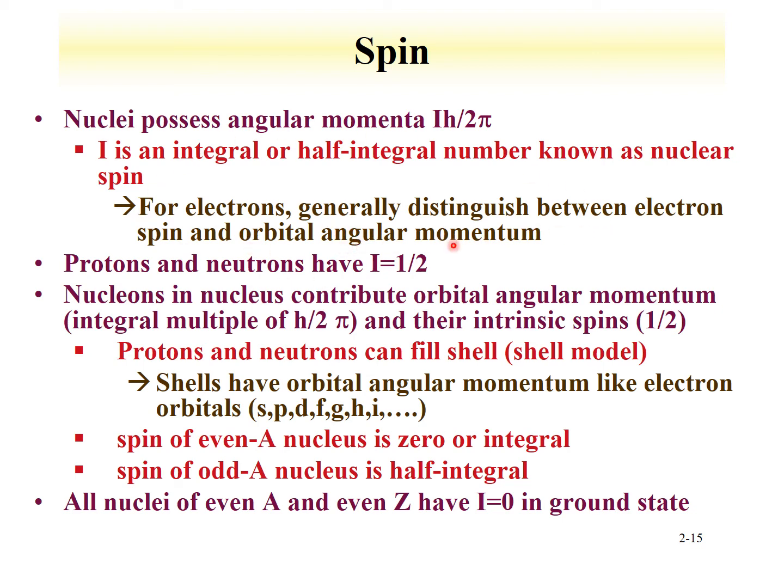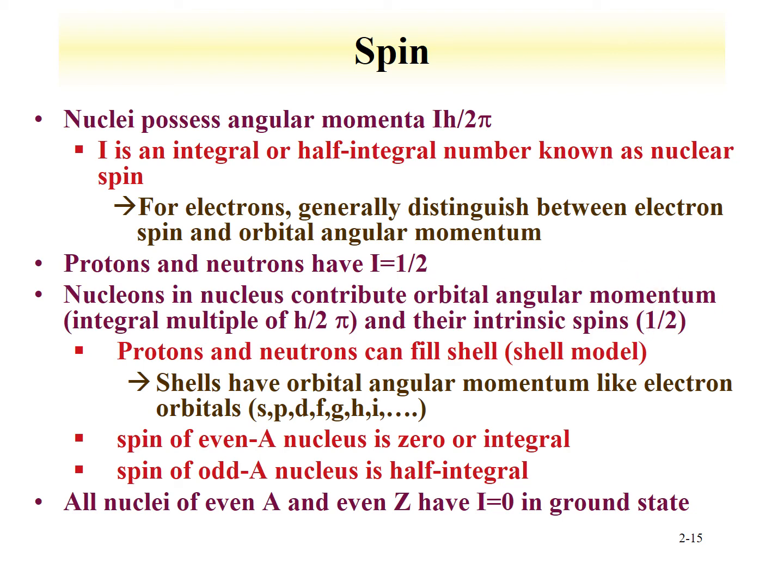Like electrons, neutrons, and protons have spin of 1/2, so it's a fundamental property. The nucleons in the nucleus contribute to the orbital angular momentum and the nuclear spins in a nucleus. So basically, what we're going to learn when we talk about the shell model is that the spin of a nucleus is determined by the unpaired nucleons.